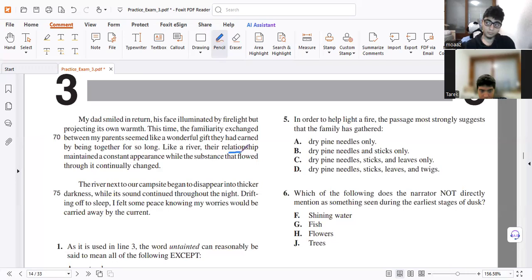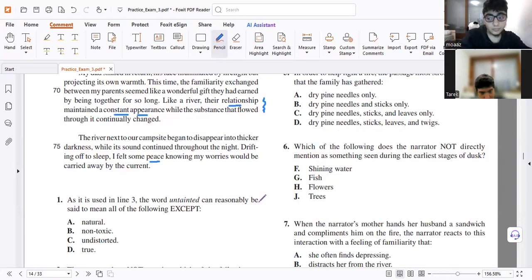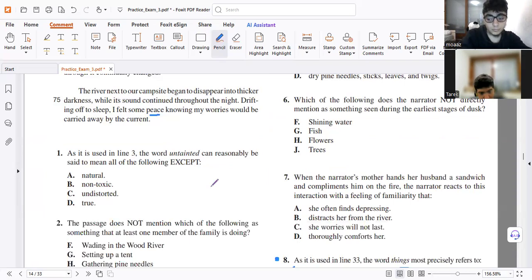Look. Evidence again, Moaz, to prove it. Look. Like however, the relationship maintained a constant appearance, stable. But has some piece. All right. So now I've read the beginning and the end. Now we need to check here.